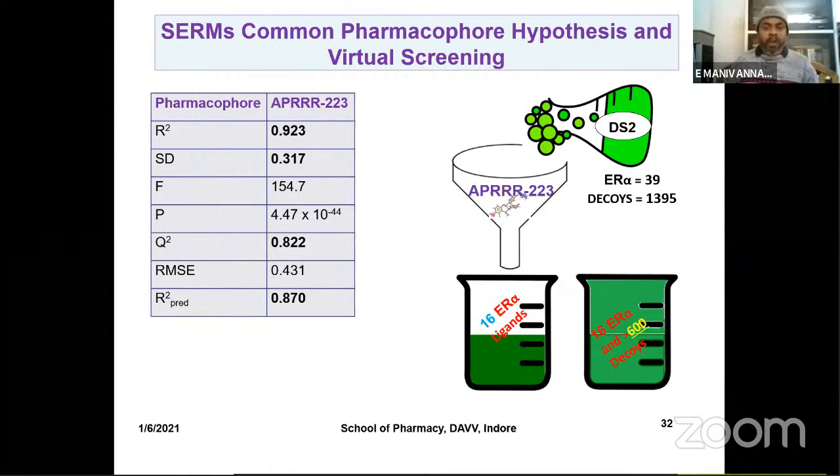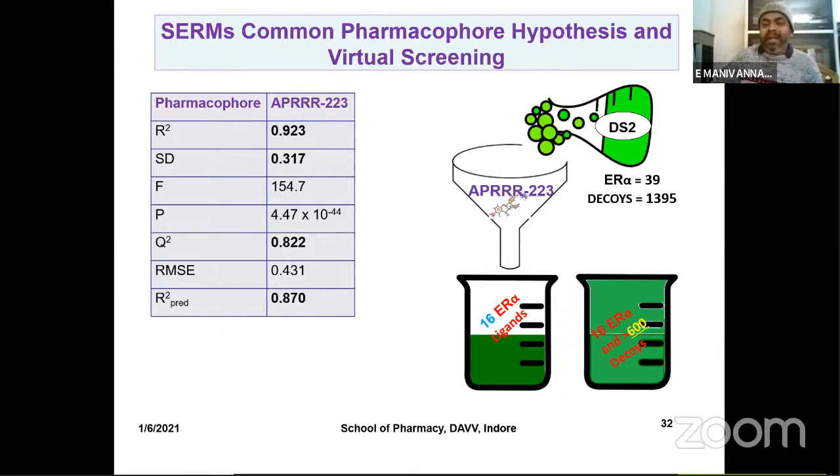AP-RR223 pharmacophore model. But when we relax one of the pharmacophoric features from this common pharmacophore hypothesis, it recognizes all 16 ER alpha active ligands, but apart from this, it also recognizes more than 600 decoy molecules. So it indicates that all 5 pharmacophoric features are an essential requirement for identification of selective estrogen receptor modulators.